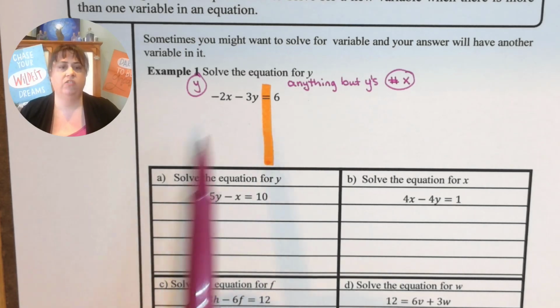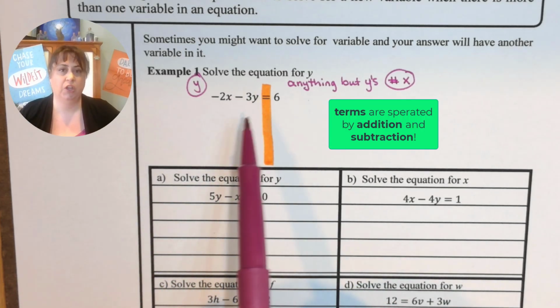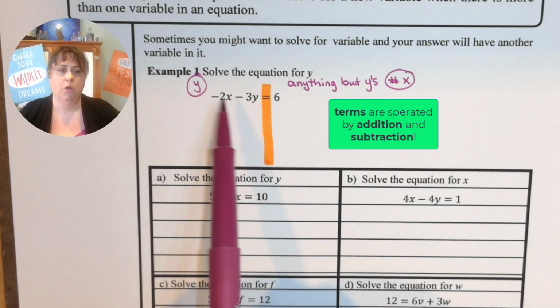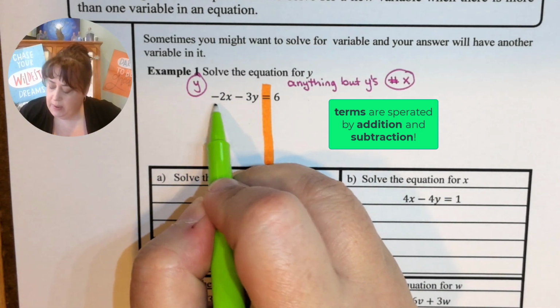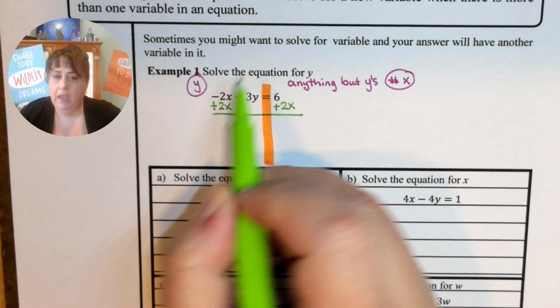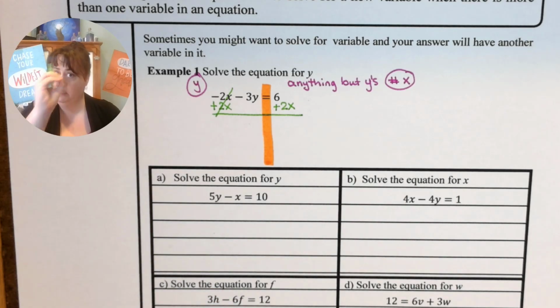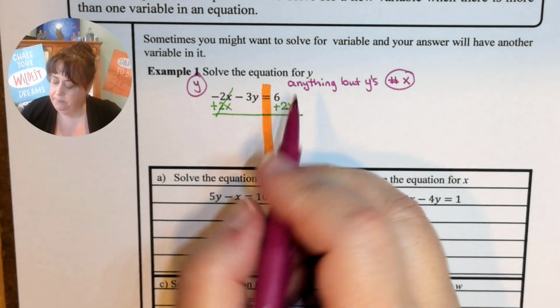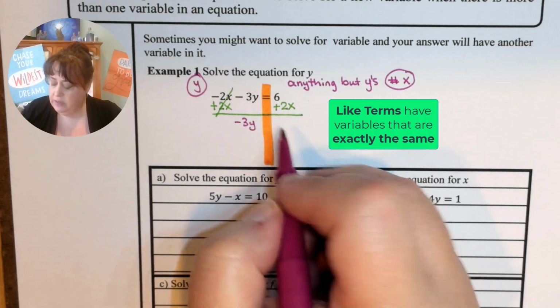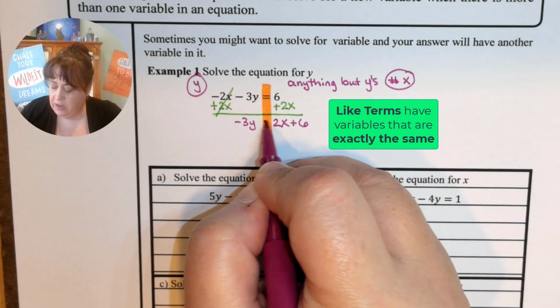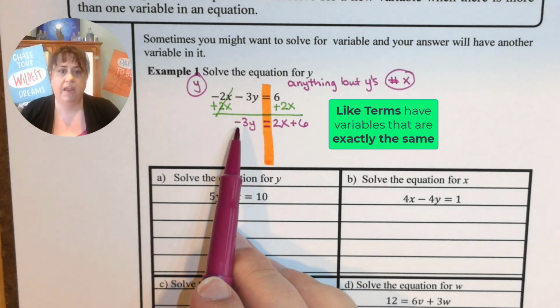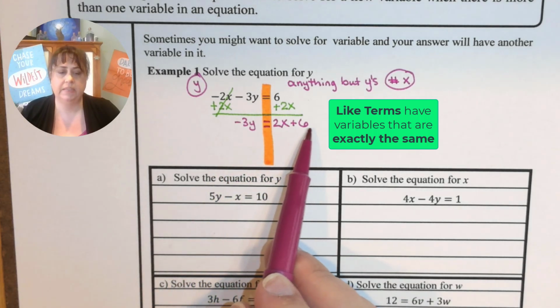And so we ask ourselves what terms, so we're looking first for terms that don't belong. Well, the term that doesn't belong is this negative 2x. So we are going to add 2x to both sides. And negative 2x plus 2x is 0x, leaving us with a negative 3y. And these are not like terms, so they're going to stay apart. And don't forget your equal sign. So now we have negative 3y equals 2x plus 6.